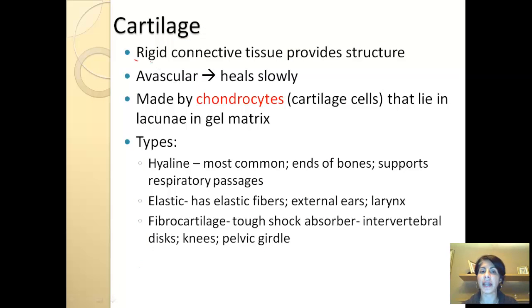Cartilage is very, very rigid, and it is avascular, so that's what makes it special compared to the others. Because there are no blood vessels through it, it heals slowly. It's made by cartilage cells called chondrocytes that are in little beds in a gel matrix. There are three types of cartilage: hyaline, and that's the most common, and that's at the end of the bones for cushioning and in the respiratory passages. Elastic cartilage has elastic fibers, and that's in the external ears and the larynx. And fibrocartilage is the type of cartilage that is tough, and it's found between your vertebrae, in your knees, and in your pelvic girdle as well.